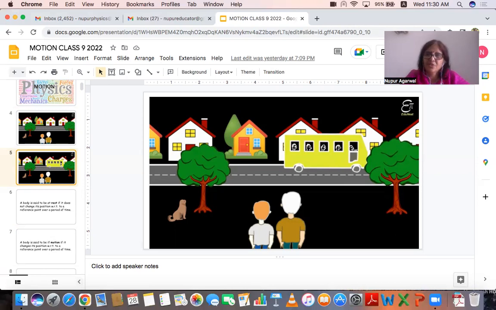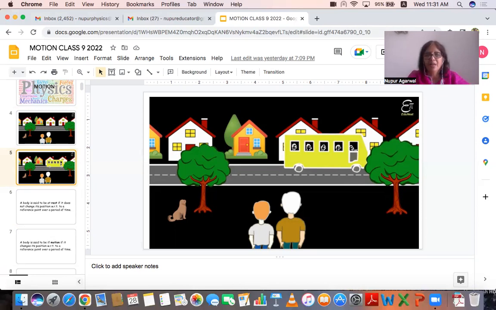If the position is changing, definitely it is in motion. If the position is not changing, definitely it is at rest. So my question, I'm repeating again: you are walking towards India Gate. Is India Gate in motion or is it at rest? Correct, children. It is in motion because the position of India Gate with respect to you is changing.